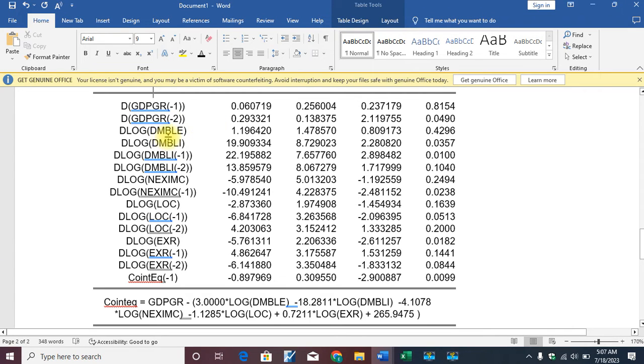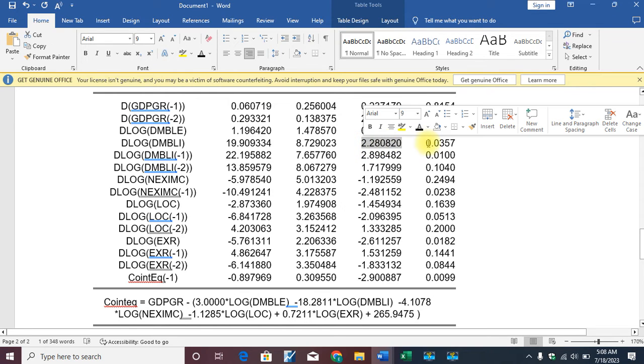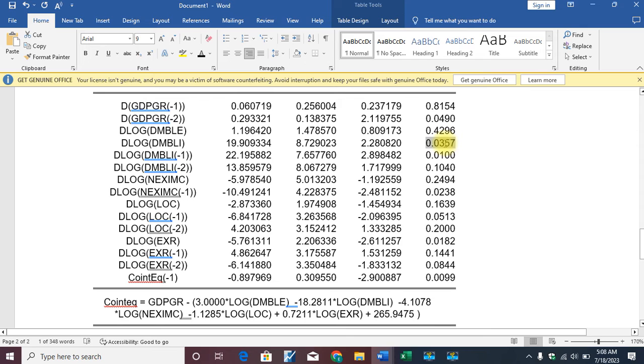So if you look at other variables, look at the domestic deposit money bank credit to export rate, it is positive but not significant because the p-value is more than 5%. But if you look at deposit money bank loan or credit to import trade, the coefficient is 19.90, the t-statistic is 2.28 and the p-value is 0.03, and it is significant.